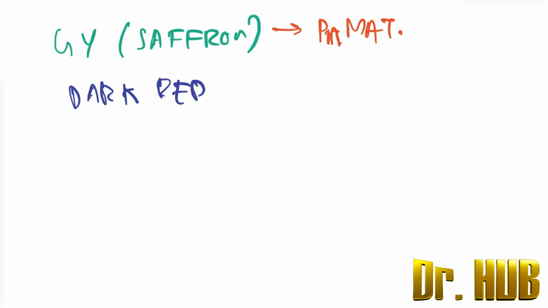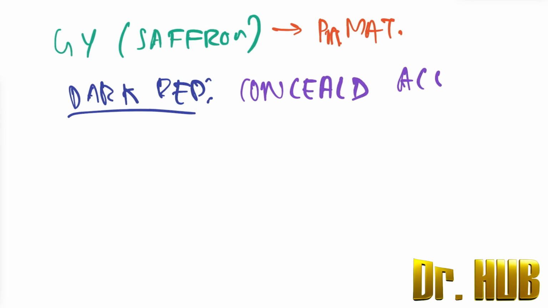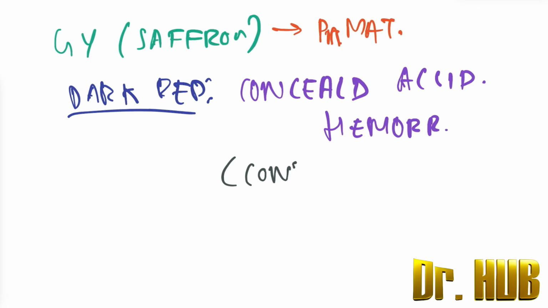Next we look at the dark red. Dark red refers to the concealed accidental hemorrhage, that is a contamination of the blood.